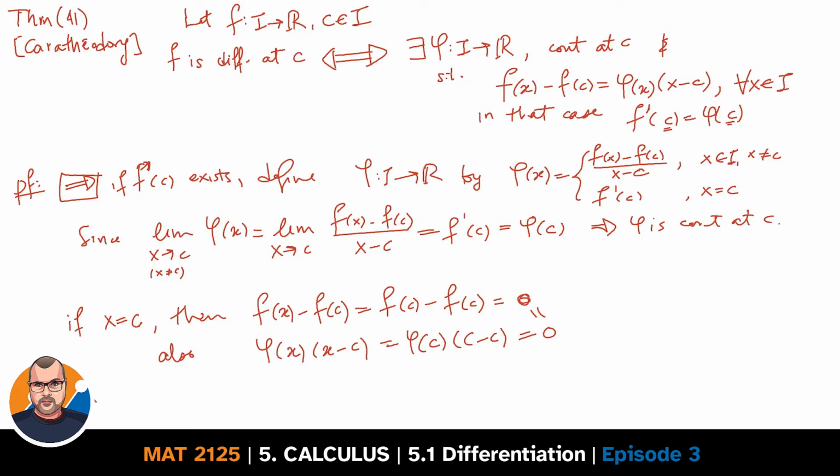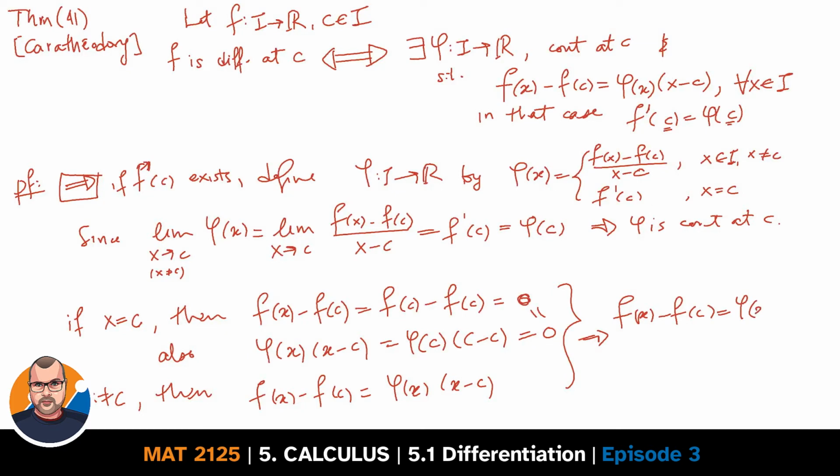If on the other hand x is not equal to c, then by construction f at x minus f at c is exactly equal to phi at x times x minus c. Just take this chunk here. In both cases, f at x minus f at c is equal to phi at x times x minus c. We've proved the first direction.